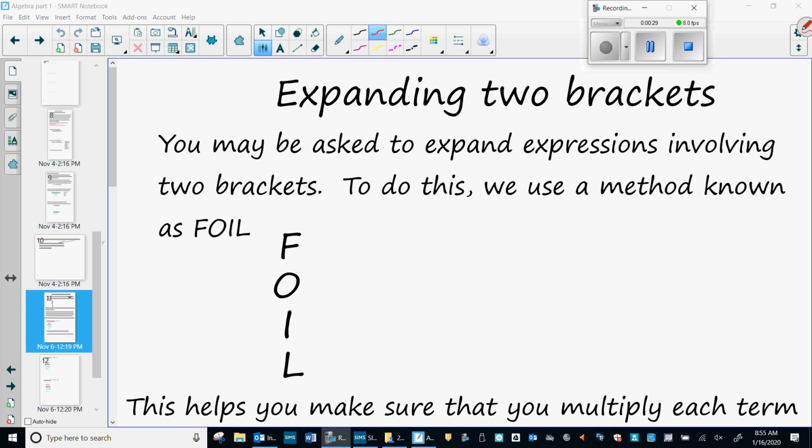Now, one method of expanding things is using this word here, FOIL. Okay, so often when people say expanding two brackets, you'll hear people chant FOIL. So the letters FOIL are there to help remind you which things to multiply by each other, because we know when two brackets are next to each other, things are multiplying, and it's just to remind you. So the F stands for first, the O stands for outer, I stands for inner, and L stands for last.